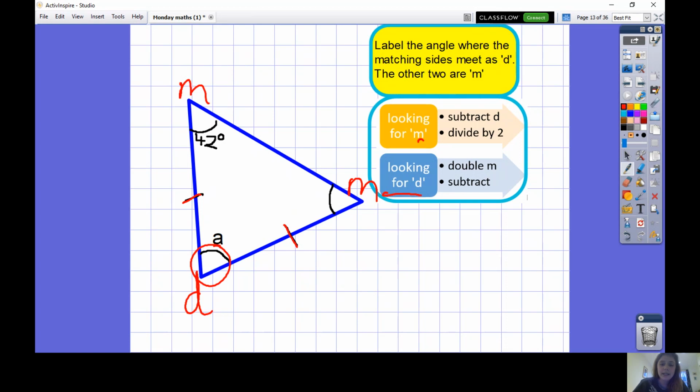So I'm looking for angle D, which means I need to double M. So that's 42, add 42, giving me 84. And then subtract it from the total of a triangle, which is 180 degrees. Again, I'm going to use the formal written method for this question because I don't want to make any silly mistakes. 96 degrees.